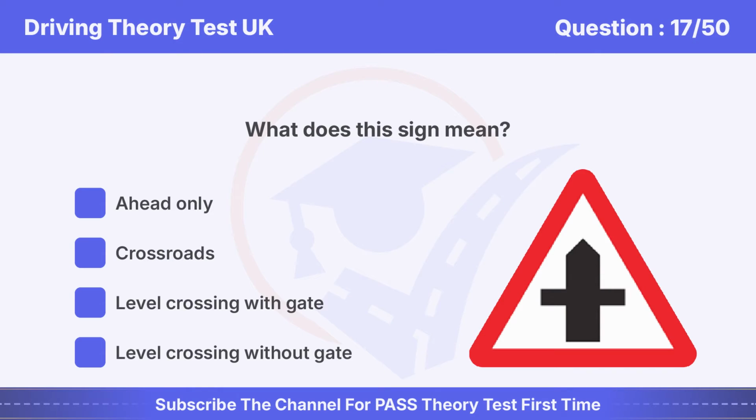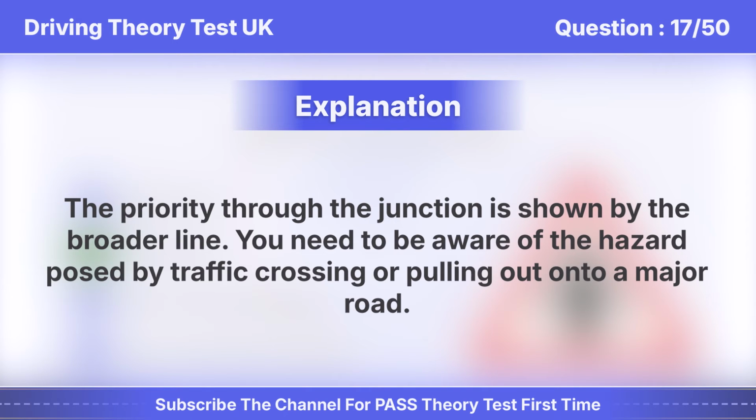Question 17. What does this sign mean? Answer is B, crossroads. The priority through the junction is shown by the broader line. You need to be aware of the hazard posed by traffic crossing or pulling out onto a major road.